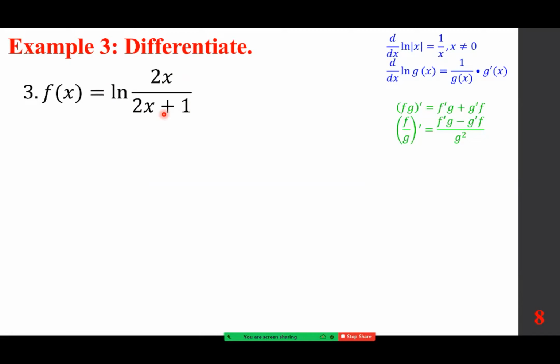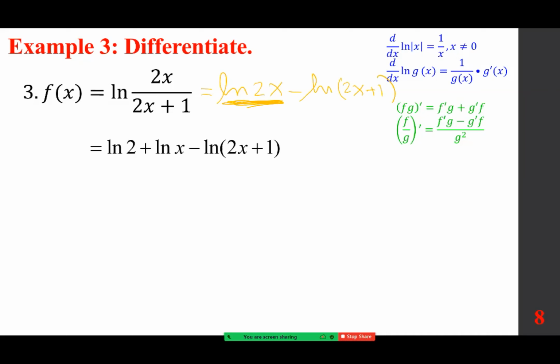Can anybody tell me how you would decompose this? Anyone? This is what? ln of what? Ln of the top minus ln of the bottom. Make sure you put it in parentheses. This is called the quotient rule. And ln 2x is ln of 2 plus ln of x.